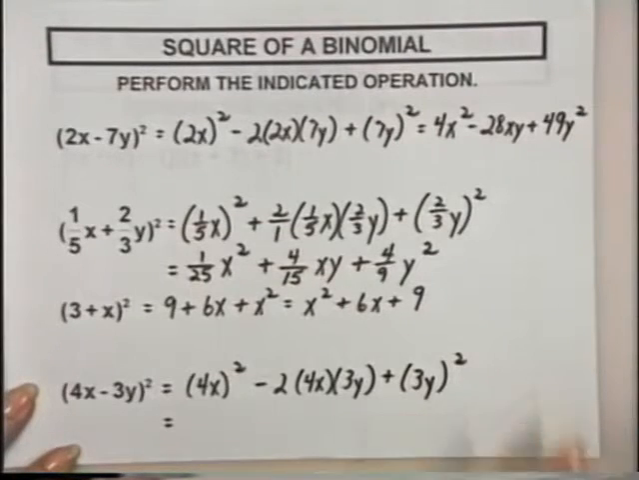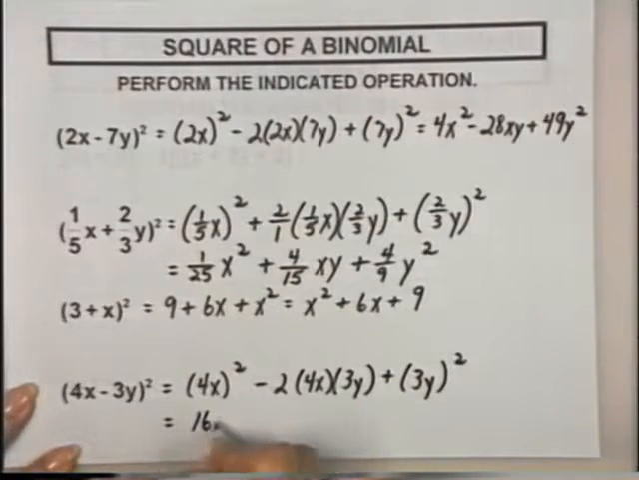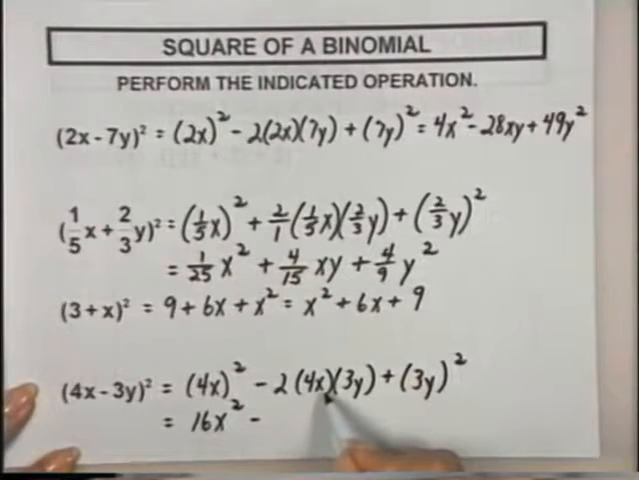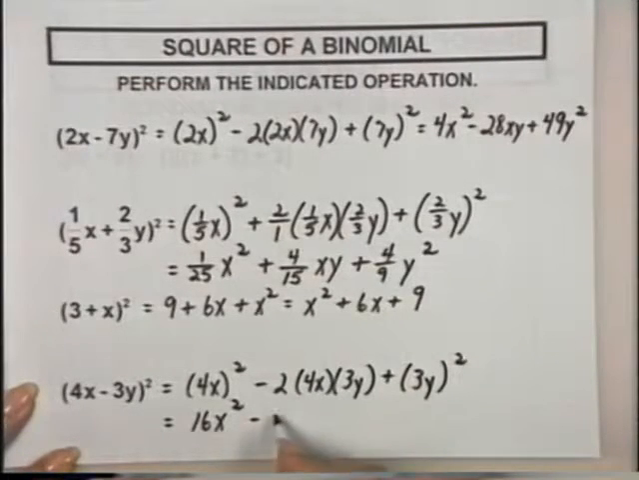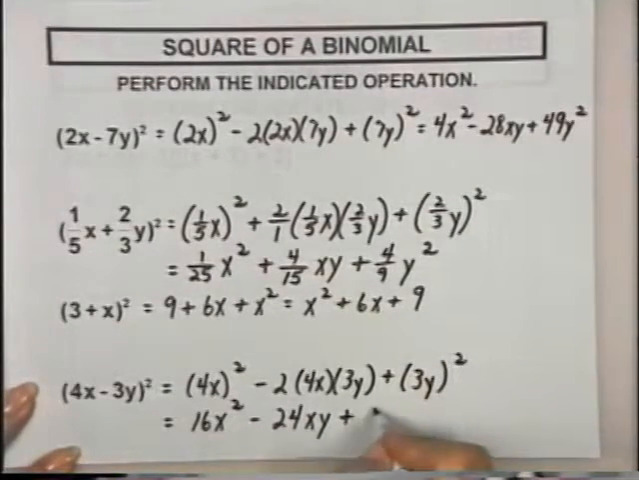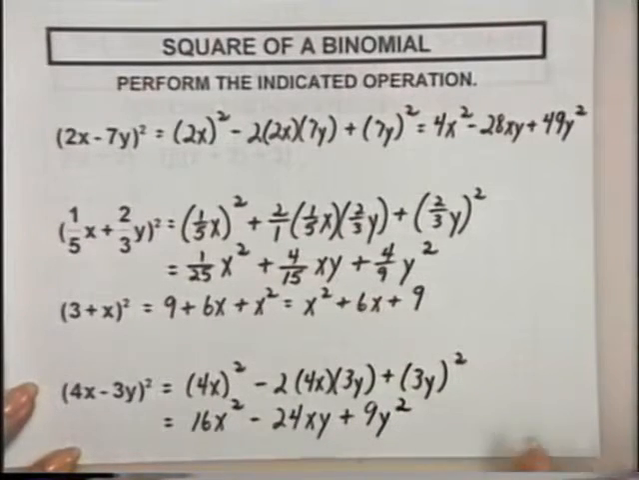When I square the 4x, I get 16x squared. Subtract 2 times 4x is 8x. 8x times 3y will give me 24xy. And last, when I square the 3y, I get 9y squared.